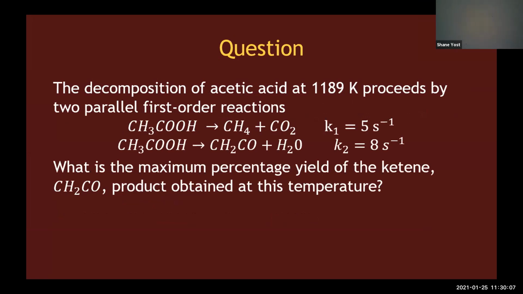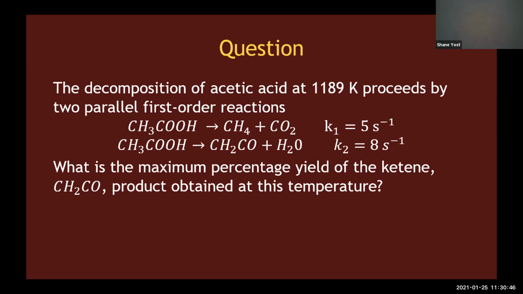So here I have the decomposition of acetic acid at 1189 Kelvin, which proceeds by two parallel first order reactions. Saying that they're parallel first order reactions means that they take place simultaneously and don't affect each other whatsoever. Basically, acetic acid is decaying to those two different products. One molecule is decaying to the first product, another molecule decays to the second product, during the same time. Now they both have different rate constants. K1 is 5 inverse seconds, K2 is 8 inverse seconds.